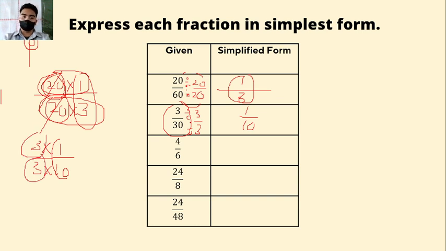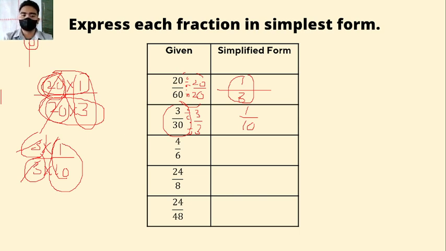What's the rule a while ago? If you saw common factors for your numerator and your denominator, you just cancel that one. Whatever the number remains, that will be your lowest term already. Okay? All right, next. We got 4 over 6.